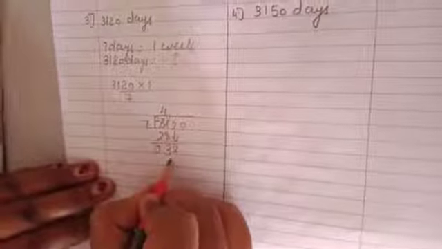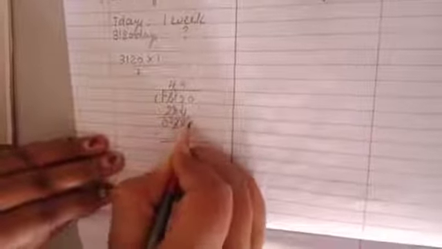In the 7 table, when 32 comes, we will again take 7 4s are 28. So now 2 minus 8 is not possible, so we have to borrow from 3. So this 3 will become 2 and this 2 will become 12. So 12 minus 8 is 4, and 2 minus 2 is 0. Now this 0 left there, we will carry down. So it will become 40.